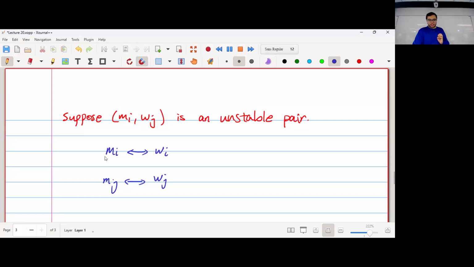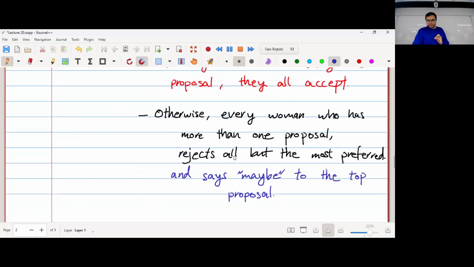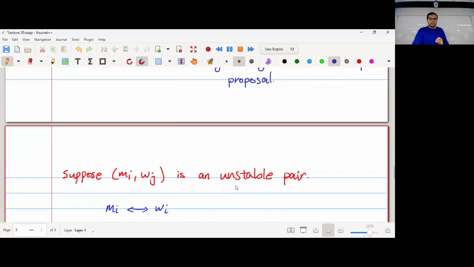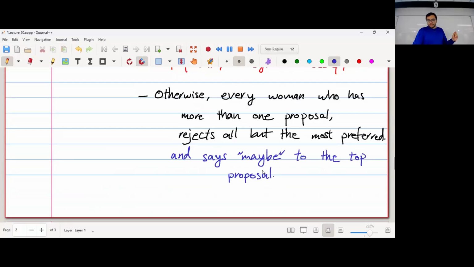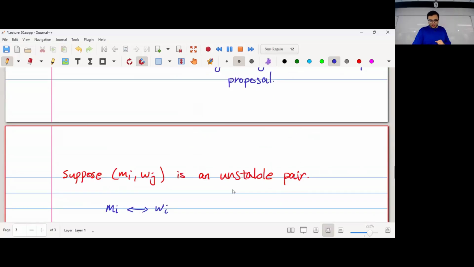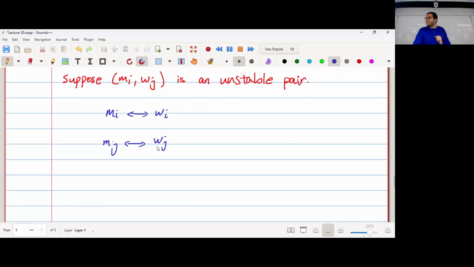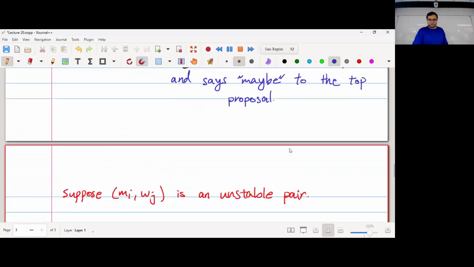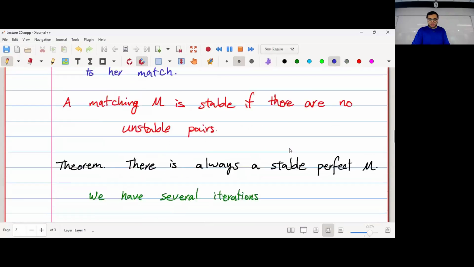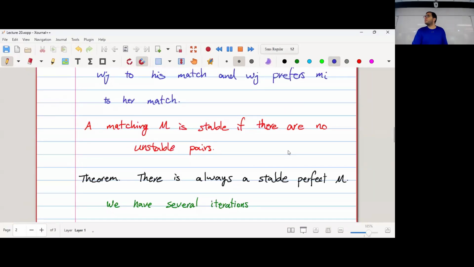But if WJ rejects MI, it means that WJ had a proposal better than MI, right? And we also said that the list of proposals to which WJ says maybe is increasing in quality from WJ's point of view. So it's impossible that WJ rejects the proposal of MI but then later accepts a worse proposal. So that's not going to happen, and we don't have an unstable pair. This algorithm always produces a stable perfect matching.